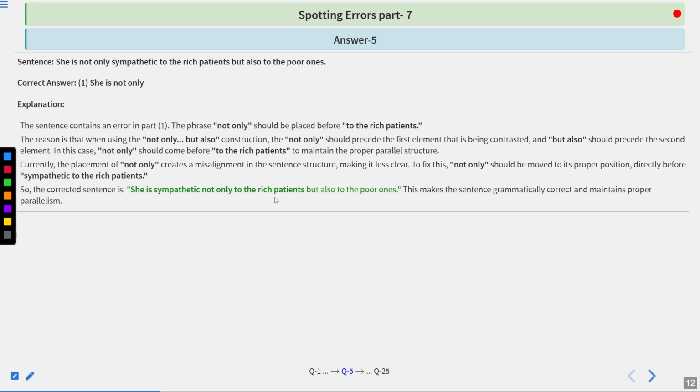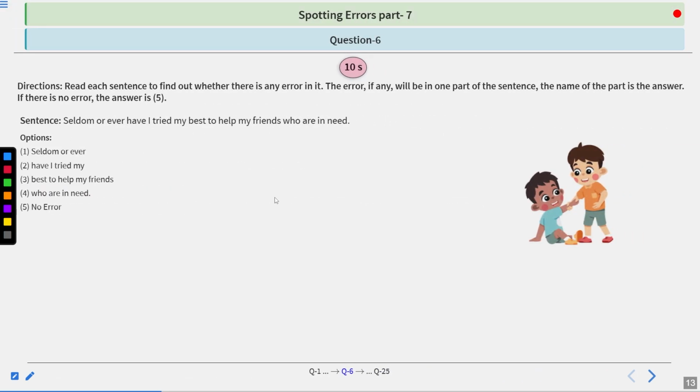To fix this, not only should be moved to its proper position, directly before "sympathetic to the rich patients." So the correct sentence is, she is sympathetic not only to the rich patients but also to the poor ones. This makes the sentence grammatically correct and maintains proper parallelism. Let's move to the next question.